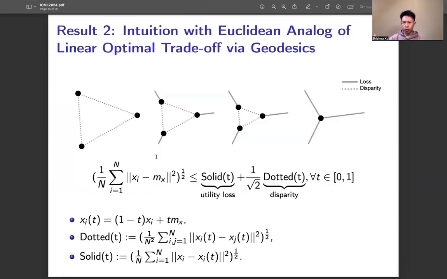Okay, instead of going through the technical details, I will talk about a Euclidean analogy to the trade-off. Here on the Euclidean space, we have 3 data points, and we quantify the disparity by the dotted lines, which is the pairwise distance among them. And then we quantify the utility loss by the distance between the current location and their original location. So how much they traveled is the utility loss.